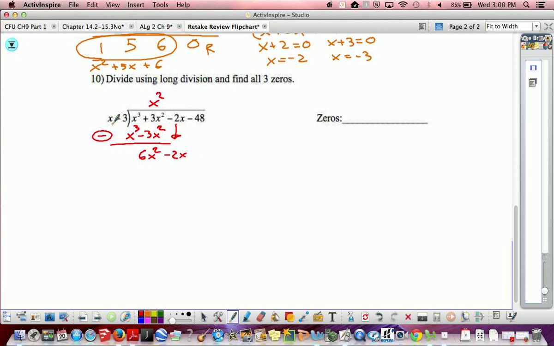We ask ourselves, what times x gives me 6x squared? Well, that happens to be 6x. So I get 6x squared. 6x times minus 3 is minus 18x. Again, I'm subtracting. That's 0. Negative 2 minus negative 18. Ooh, that becomes actually a positive, so it's 16x. Bring down the minus 48. Do it one more time.